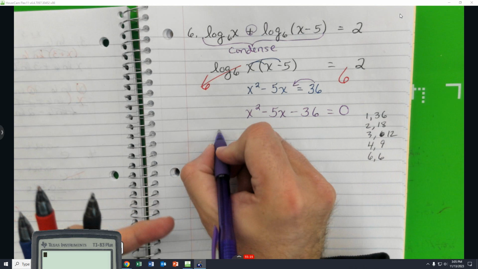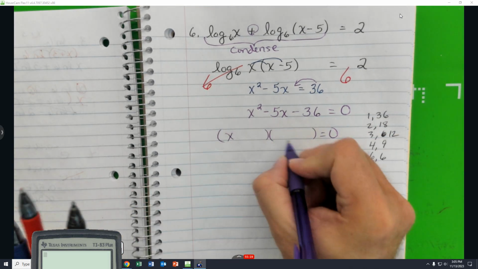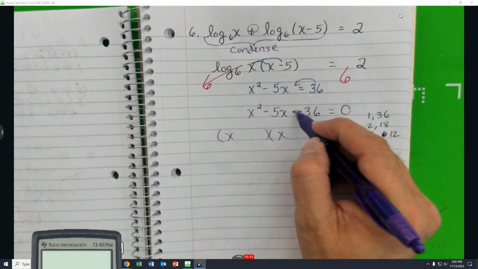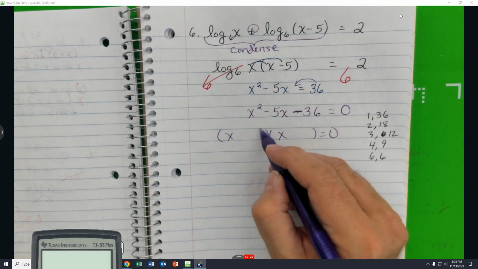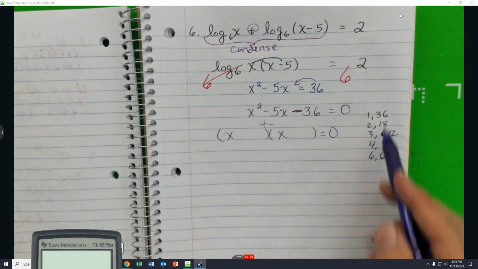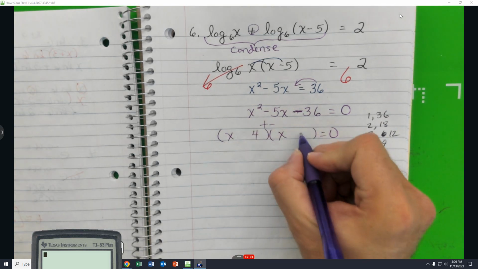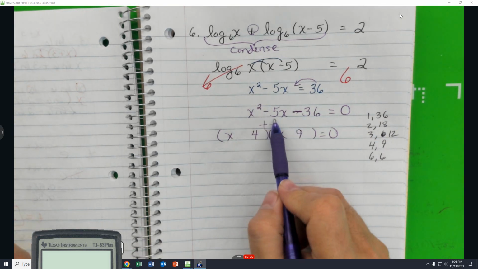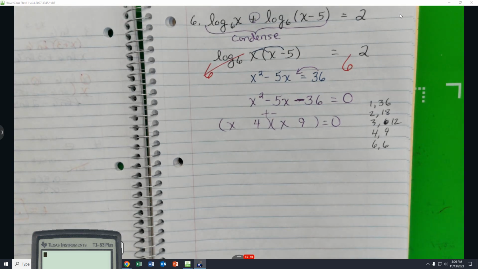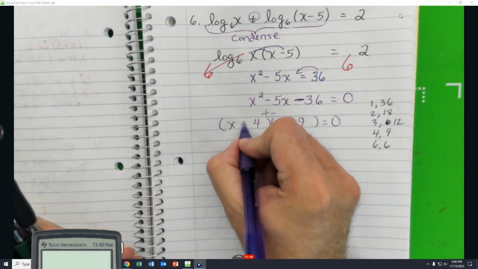If I draw my 2 sets of parentheses, I'll put x and x. What do we know about the signs? The last sign's minus. So one's positive, one's negative. Which pair of numbers is going to work? In order to get a negative 5, how should I arrange the plus and the minus? The minus 9 and plus 4, is that what I'm hearing?